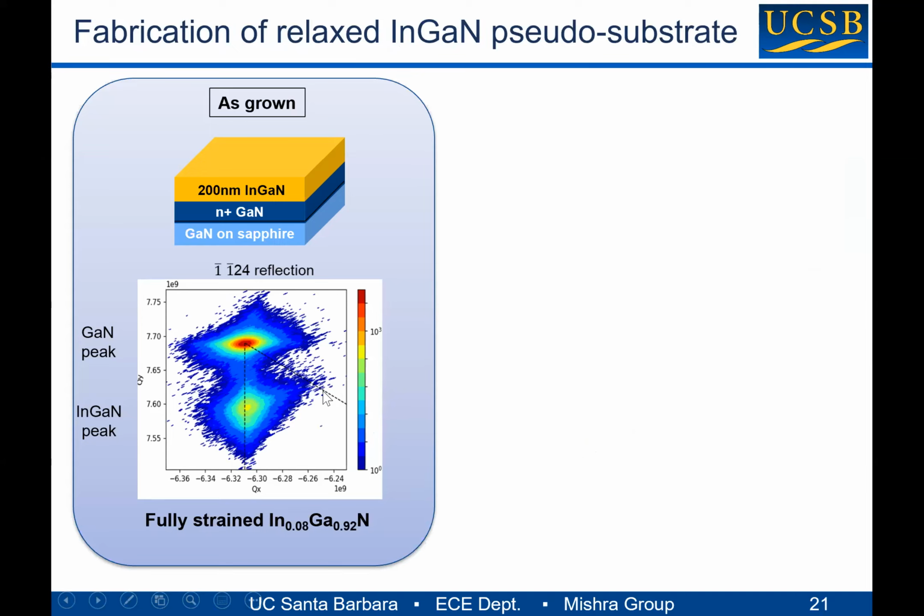So the slanted line corresponds to a relaxed InGaN lattice constant. And so what we aim for is to move this InGaN peak towards the slanted line. And the more it moves towards the slanted line, the higher the degree of relaxation.